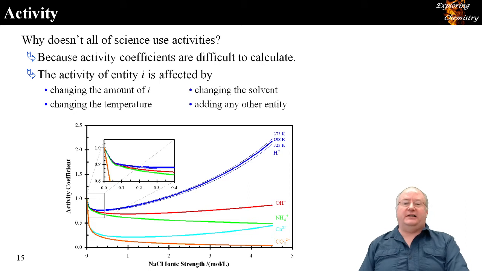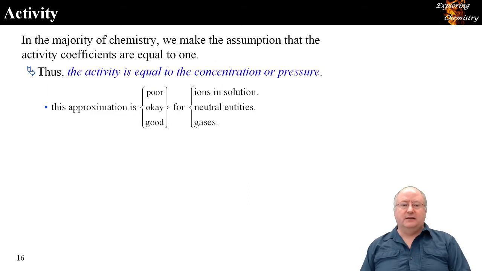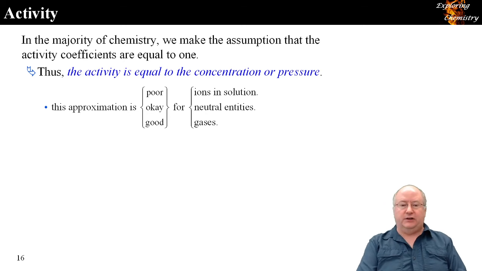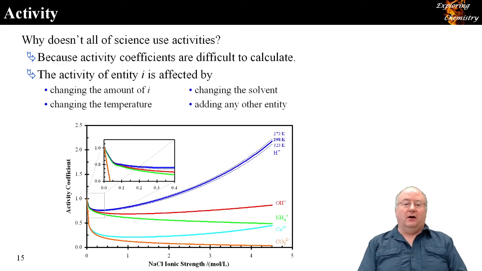Basically, it's really hard to calculate the activity coefficients, so we don't do that. For the majority of chemistry, we make the assumption that the activity coefficients are equal to 1, or unity, and so the activity is equal to the concentration or pressure. That is the approximation that we are making. Now, the approximation is reasonably good for gases. It is okay for neutral entities in solution, but it is actually poor for ions in solution. And that's represented by this figure right here. The activity coefficients of the ions presented here differ very markedly from unity.